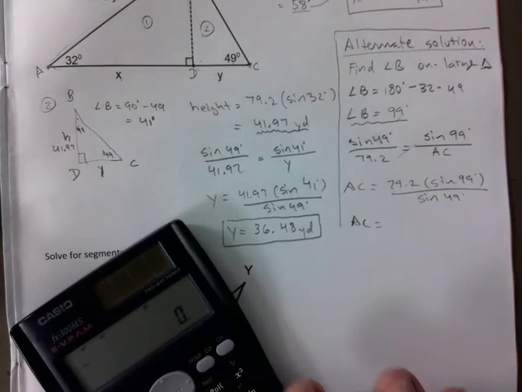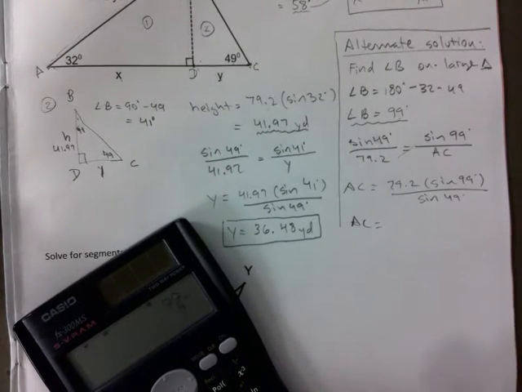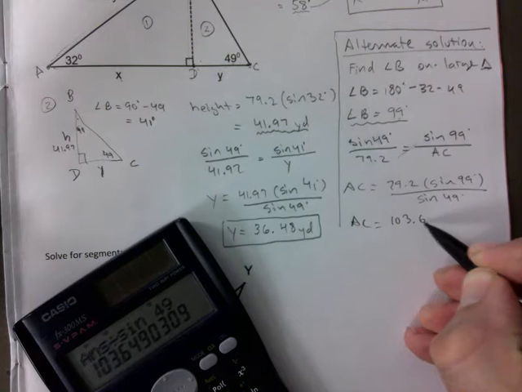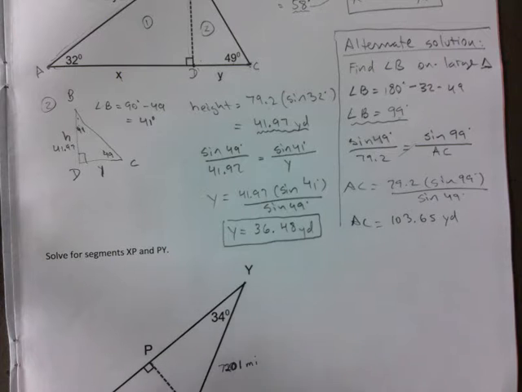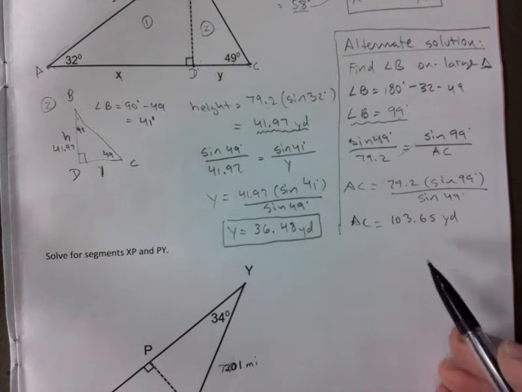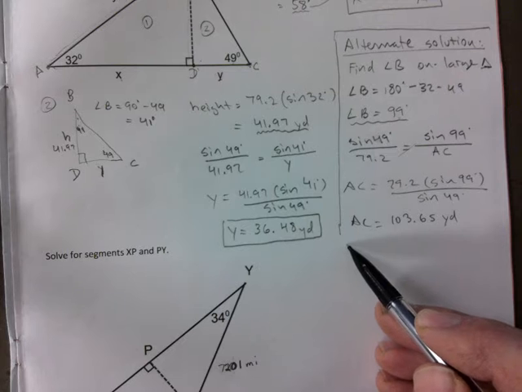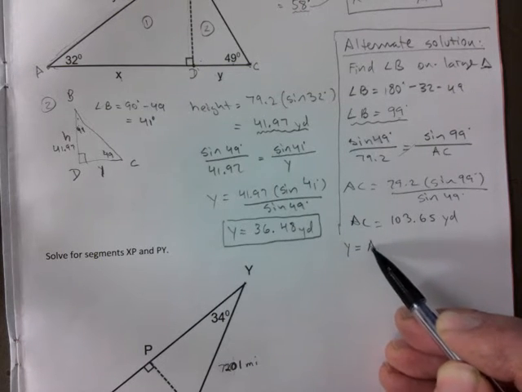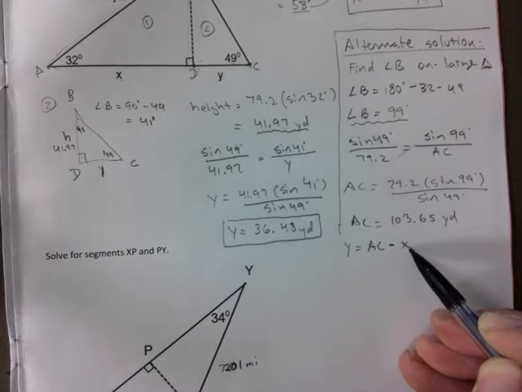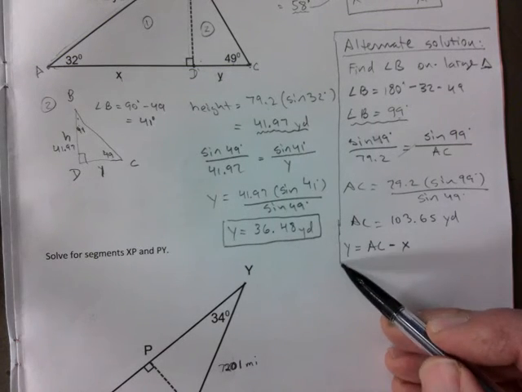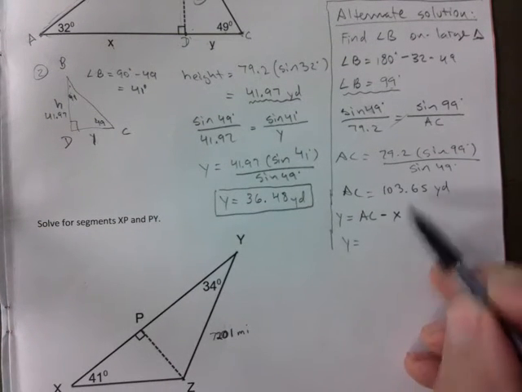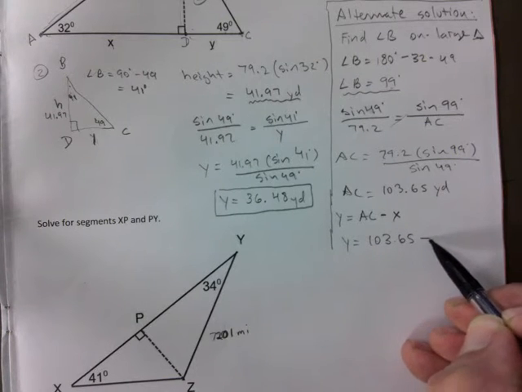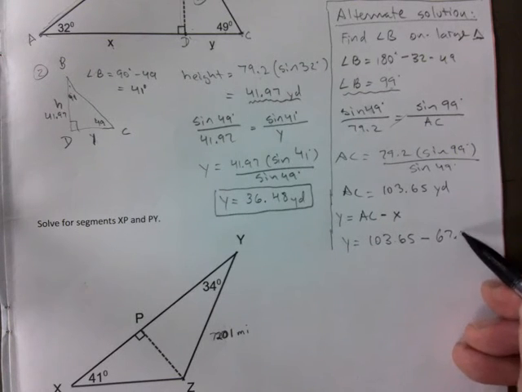And I have to calculate that. Sine of 49, 103.65 yards. That's going from A to C, okay? So to find side Y, I would go AC minus side X, which I already found. I'm eating into the space for the bottom there, I apologize. So Y would be 103.65 minus 67.17. Okay.